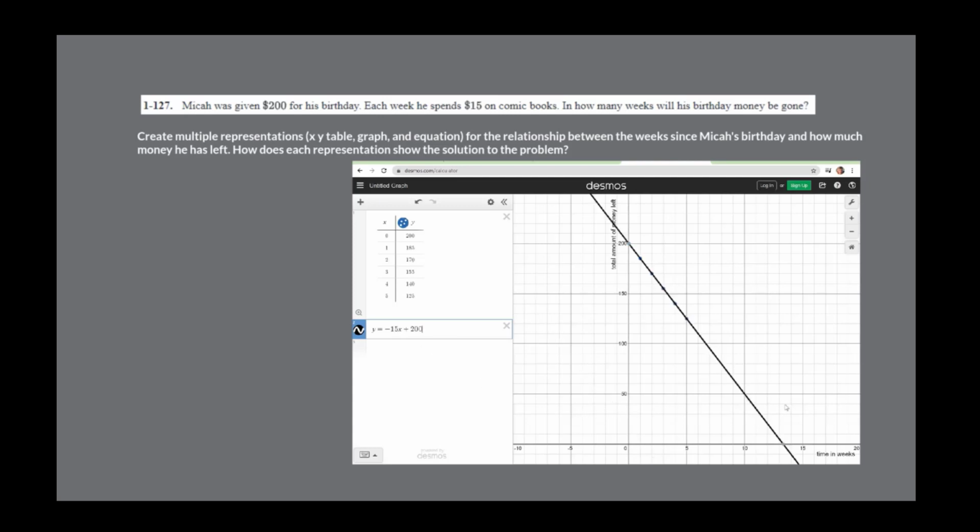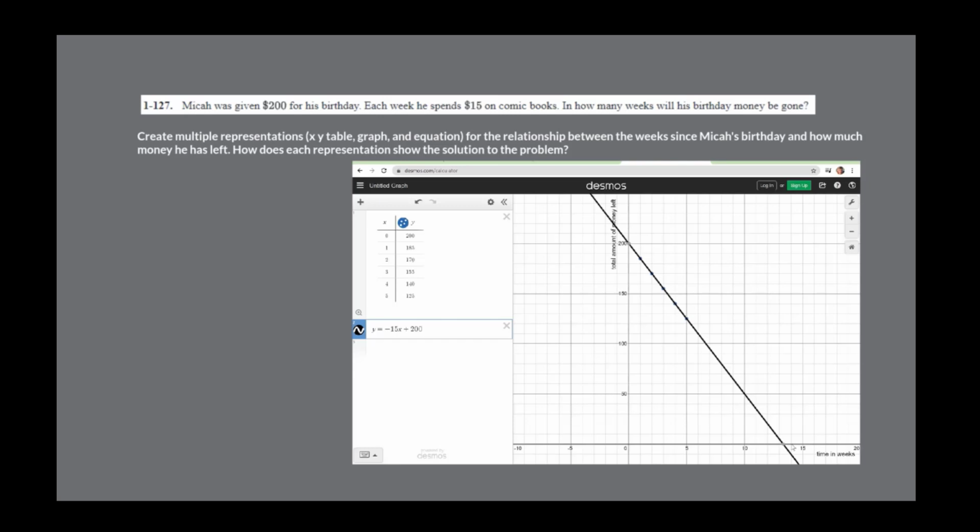And it looks down here, it's going to end. He's going to run out of money sometime between week 13 and 14. And right here it says 13. So it looks like 13 and a third. So we're going to go prove that algebraically here as well. So our estimate is 13 and a third weeks. He will run out of money. Let's go see what it looks like when I'm writing it out.